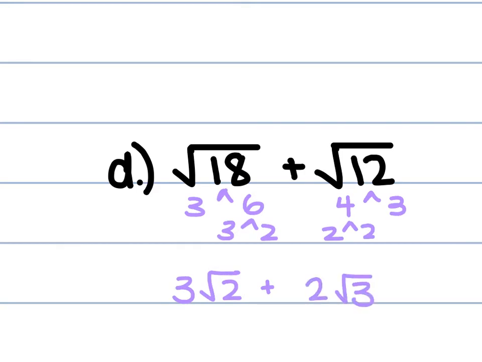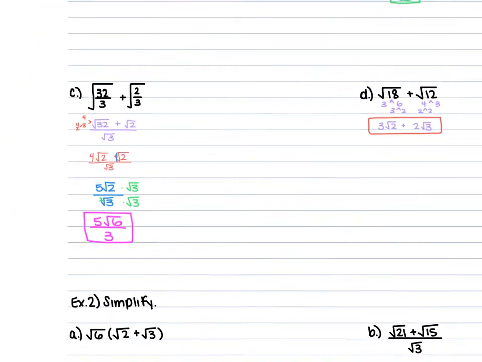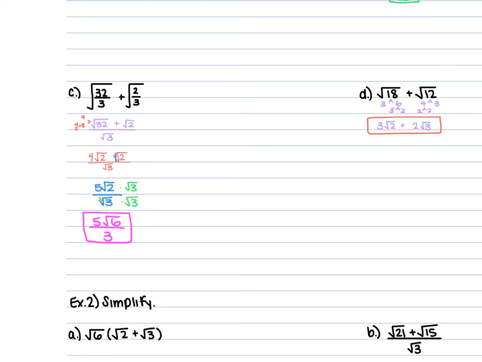You cannot combine these because they don't have like terms based off of their radicals, so you need to leave it alone. So it's just the 3 square root 2 plus 2 square root 3. It's not always going to work out to where we have the same radical or the radical of the same number.